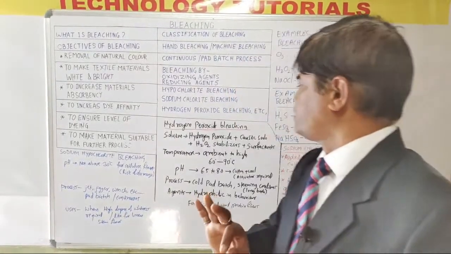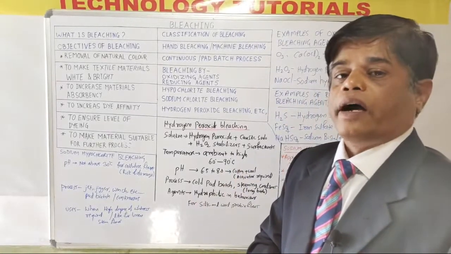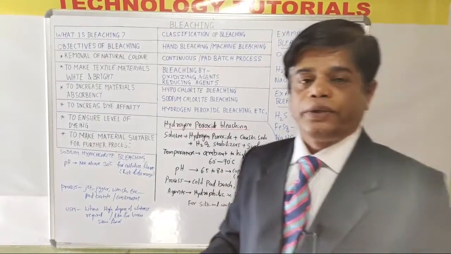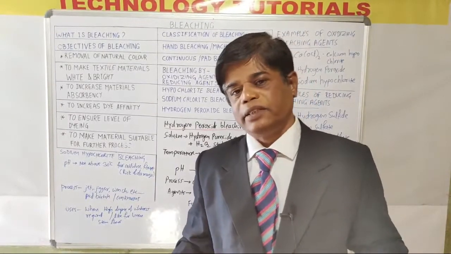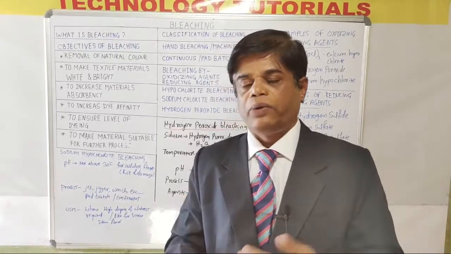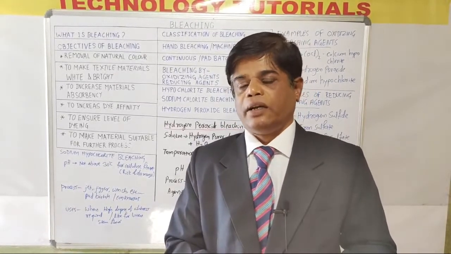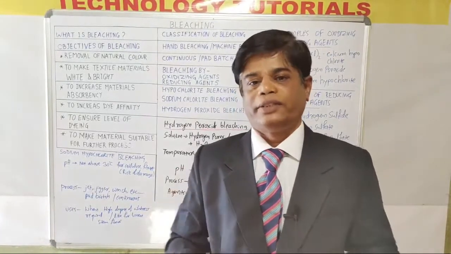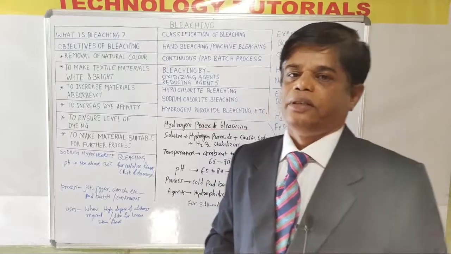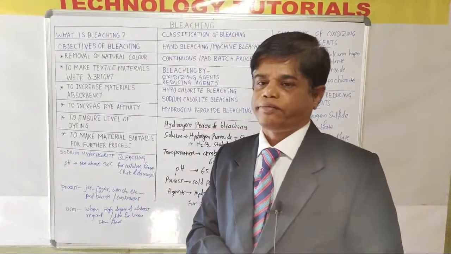Caustic soda, hydrogen peroxide stabilizers are required, and also added with surfactants. I told you, simply bleaching is not taking place in the dyeing industries. The floor people, or the management, or the manager, have to manipulate and work to get even bleaching. Even bleaching is important.